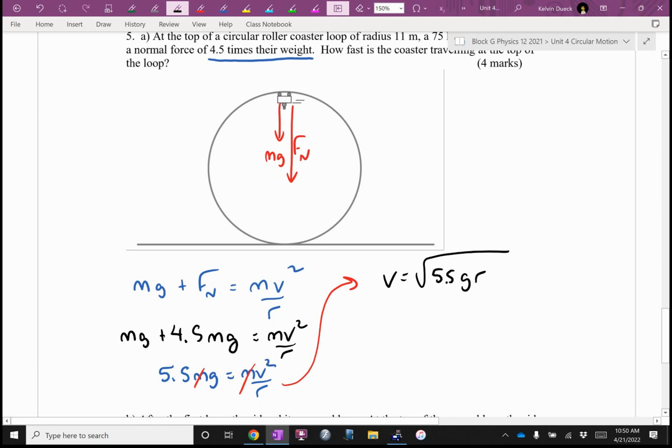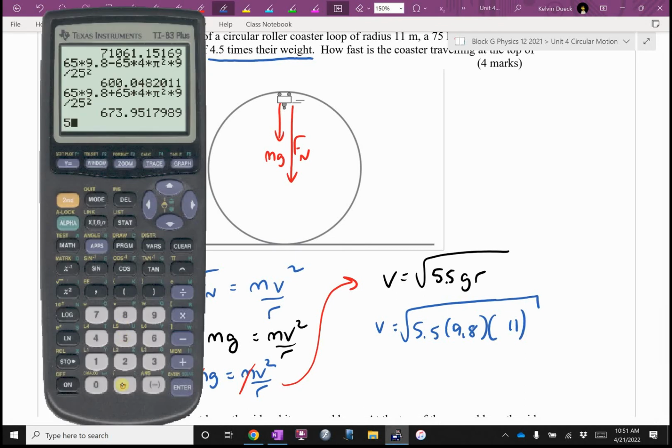I probably did this right. 11. 5.5 times 9.8 times 11. That's way too... Oh, square root. Don't forget the square root, Mr. Doug. 24.3.